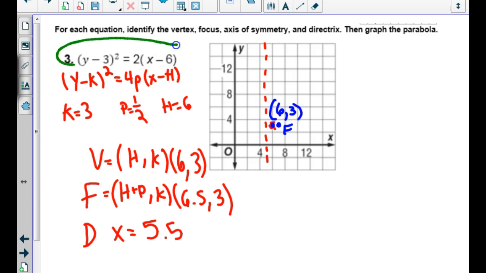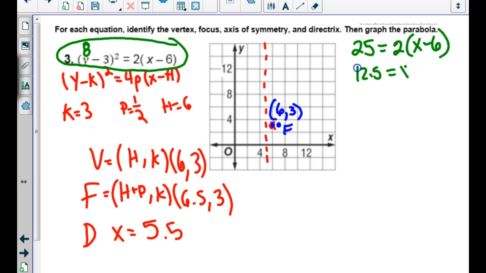Which would be easier to put in up here, guys, an x or a y? It's going to be a y because we don't want to have to square root anything. So somebody pick a y value. 4. That's pretty darn close to the vertex. Yeah, let's go a little further out. Let's go 8. Okay, help me solve that. 8 minus 3 is 5 squared is 25 equals 2 times x minus 6. Okay, if I divide by 2, I get 12.5. If I add 6 over here, so when we put in an 8 for y, we got an 18.5 for x.